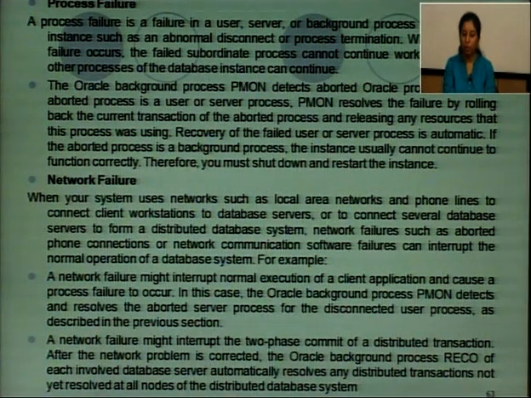Then process failure. A process failure is a failure in a user, server or background process of a database instance, such as an abnormal disconnect or process termination. When a process failure occurs, the failed subordinate process cannot continue work, although the other processes of the database instance can continue. Then network failure. When your system uses networks such as local area networks and phone lines to connect client workstations to database servers, or to connect several database servers to form a distributed database system, network failures such as aborted phone connections or network communications can occur. A network failure might interrupt normal execution of a client application. Again, a network failure might interrupt the two-phase commit or disturb the transaction.